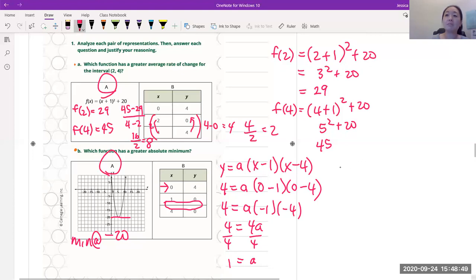So what does that mean? That means our function would be y is equal to just (x minus 1)(x minus 4). Okay, you said you wanted to know what the number was exactly. This is what we're doing. All right.